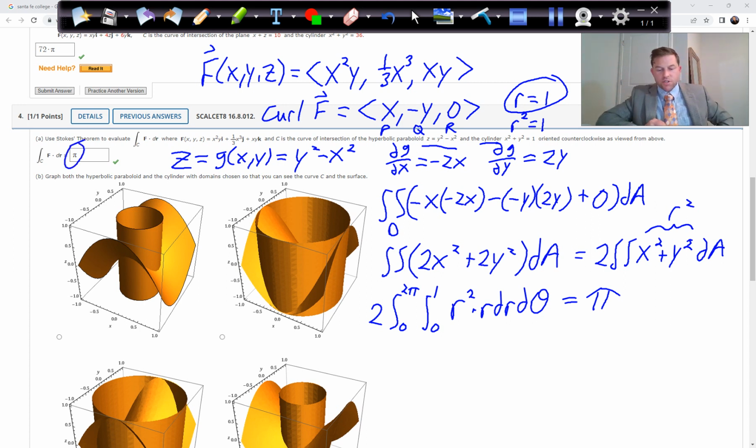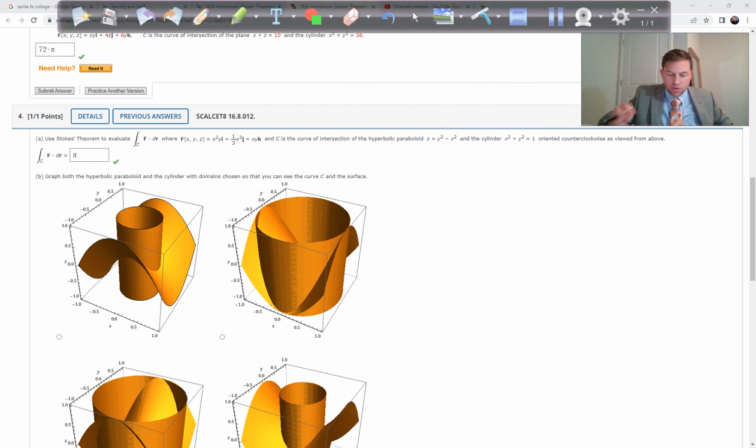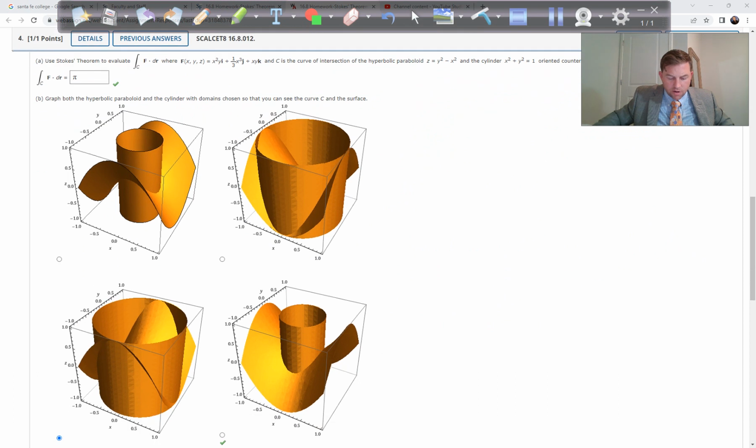So that's using Stokes' theorem to calculate the curl of f dotted with dr. Now we have to get the picture. To get this picture, we're going to consider the hyperbolic paraboloid z equals y squared minus x squared, and the cylinder x squared plus y squared equals 1. Just based on those two things, you can eliminate two of these pictures right away.